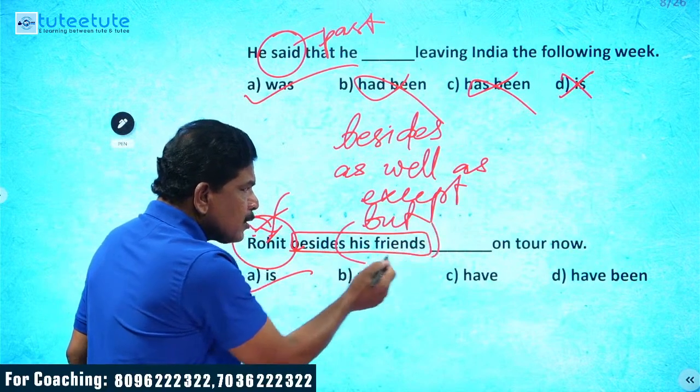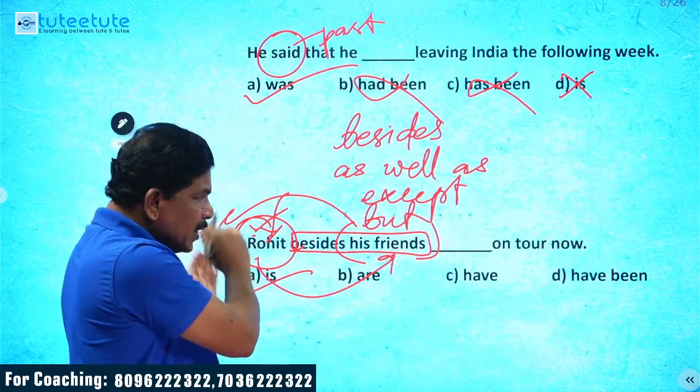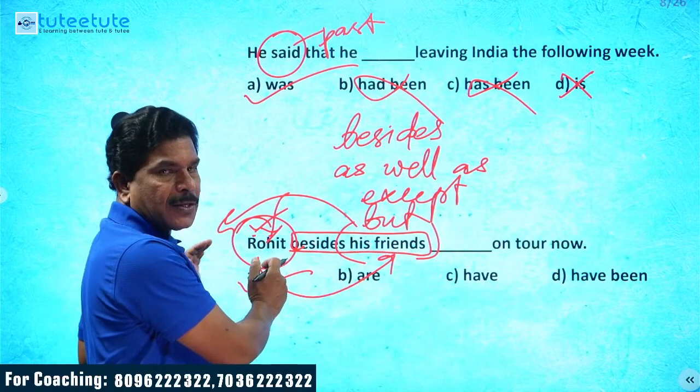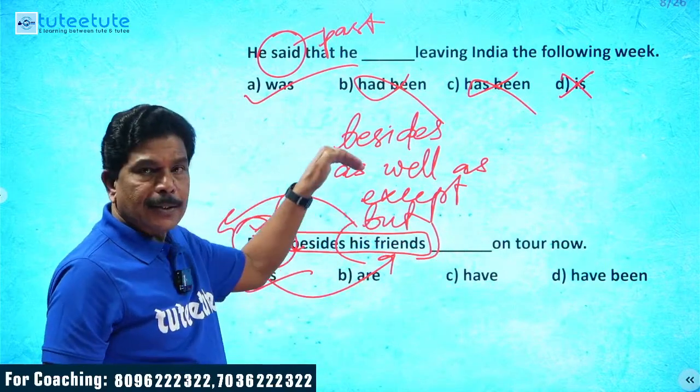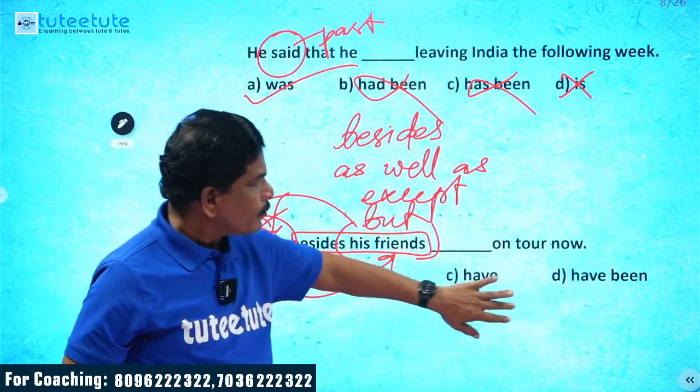If his friends happens to be here in place of Rohit, let us say Rohit's friends as well as Rohit, then it is plural because Rohit's friends is the actual subject. So while using these conjunctions, always consider the first used subject.